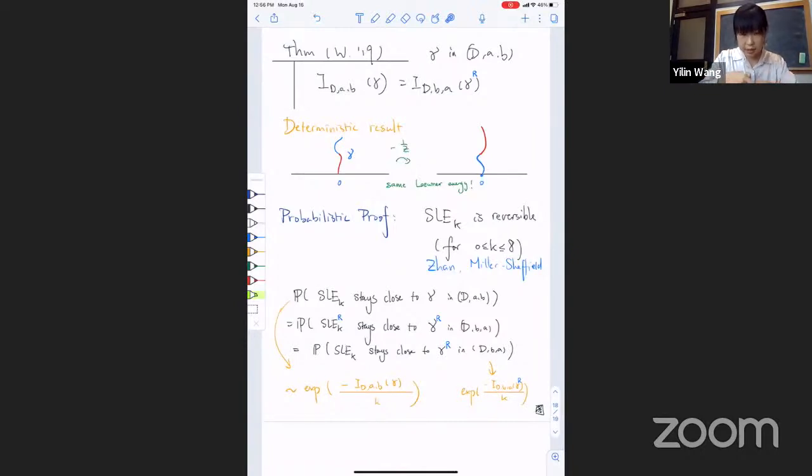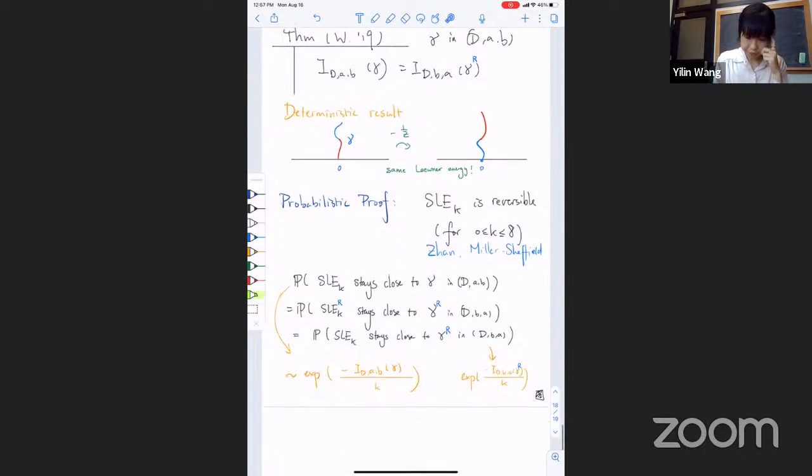It means that as a curve from one boundary point to the other, if you view it from the other direction, it will have the same law. That is natural if you know that SLE kappa, at least for some fixed kappa, is the interface in the Ising model, say. That interface doesn't have a direction. Like you don't know which way you go. So it has been conjectured and finally proved by Jan and Miller-Sheffield.